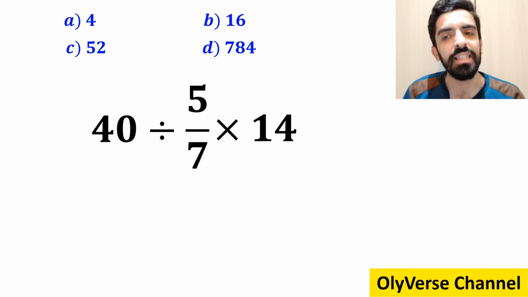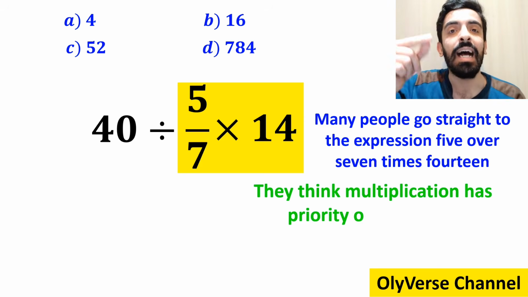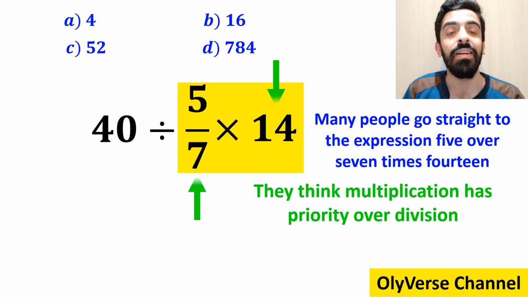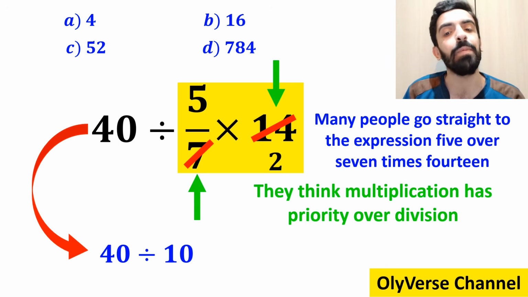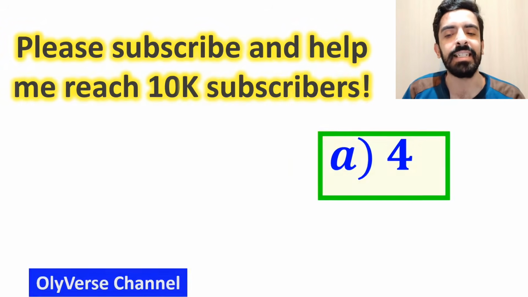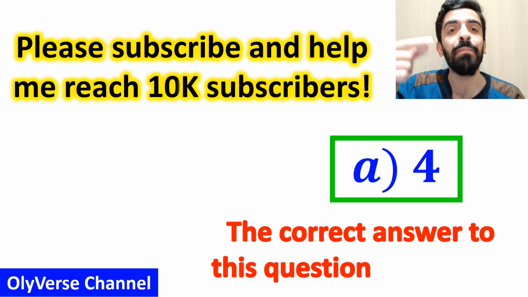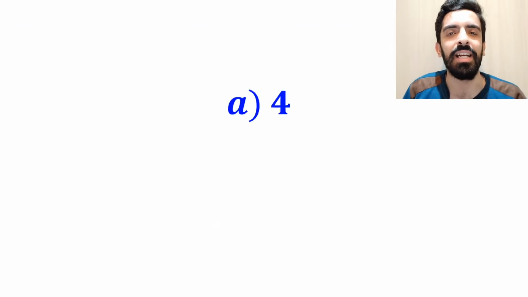At the beginning of solving this question, many people go straight to the expression 5 over 7 multiplied by 14, which I have highlighted in yellow because they think multiplication has priority over division. And they say it's easy to simplify 14 with the 7 in the denominator and write this expression as 40 divided by 10, which finally gives them the answer 4. Then, without any hesitation, they quickly say that the correct answer to this question is option A. However, it's not the correct answer to this question.